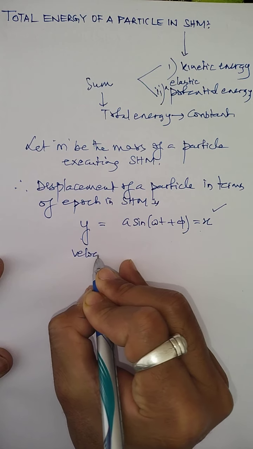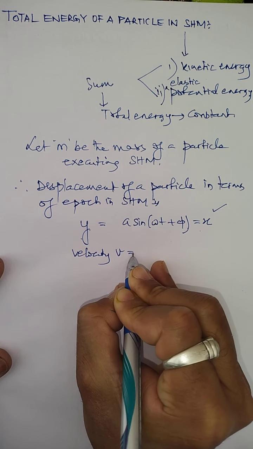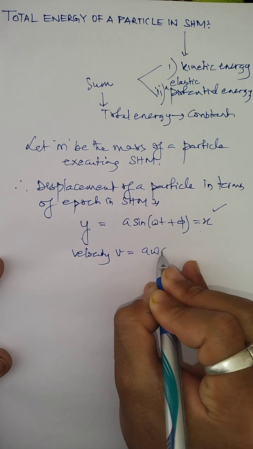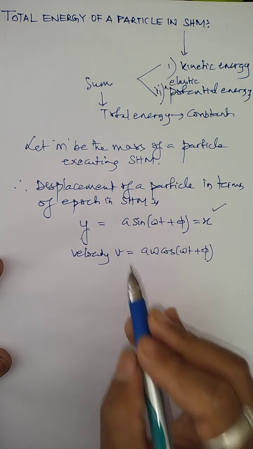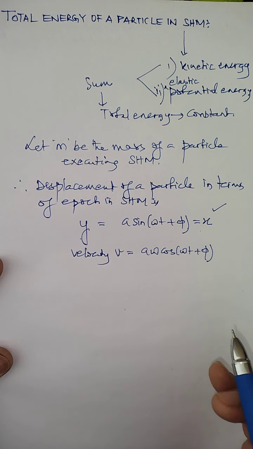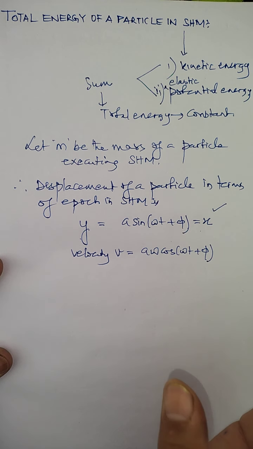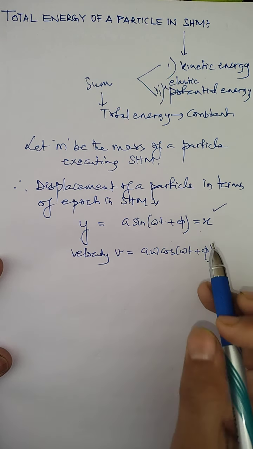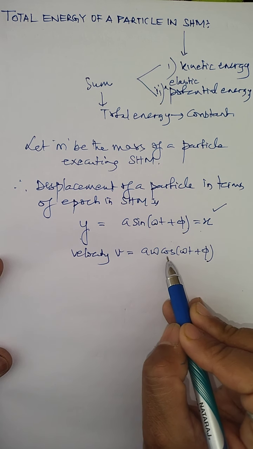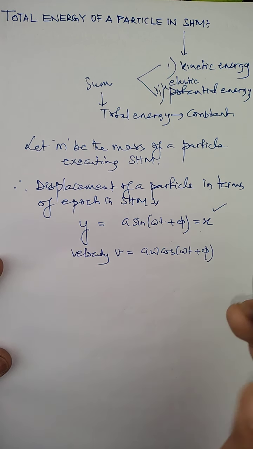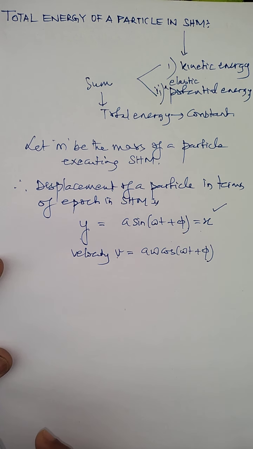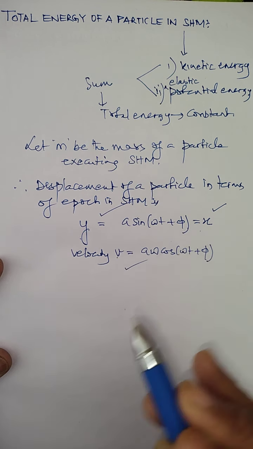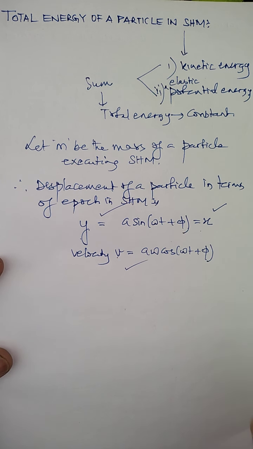Once this is the displacement of a particle in simple harmonic motion, we can also write the velocity of the particle. I am writing the relation directly. The velocity is v equals a omega cos(omega t plus phi). We derived the expression for velocity in simple harmonic motion without the initial phase, and without initial phase it was a omega cos omega t, you know it. In terms of epoch, it will be v equals a omega cos(omega t plus phi). So these are the displacement and the velocity of the particle under simple harmonic motion.